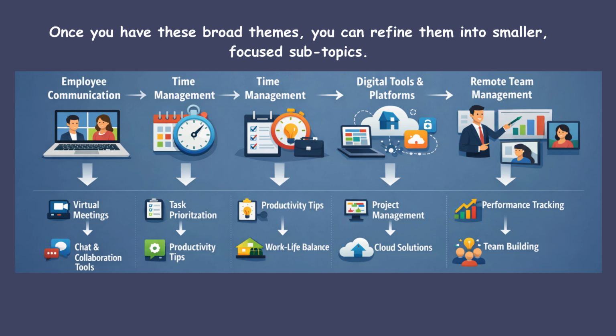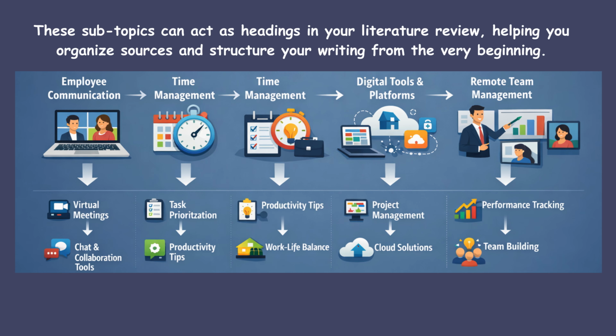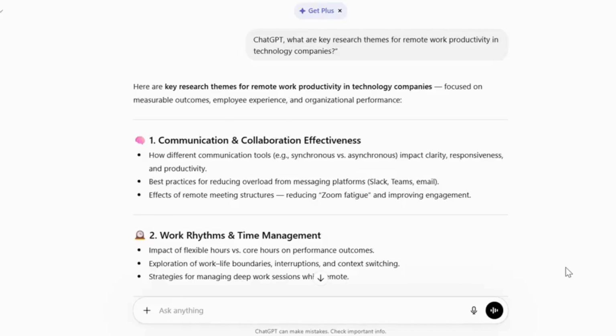For example, under employee communication and collaboration, subtopics might include frequency of virtual meetings, team coordination tools, and informal online interactions. These subtopics can act as headings in your literature review, helping you organize sources and structure your writing from the very beginning. A practical way to expand and clarify your themes is to use ChatGPT.